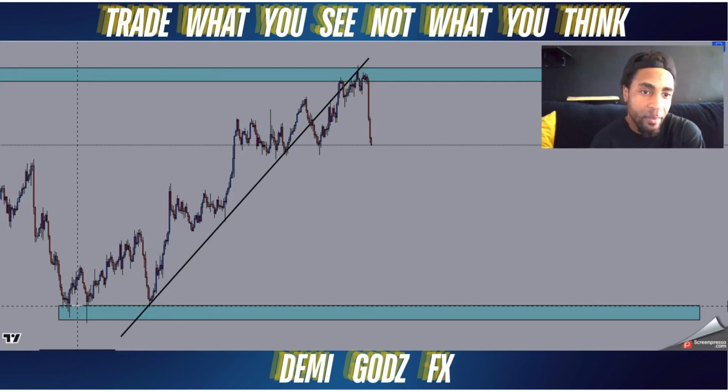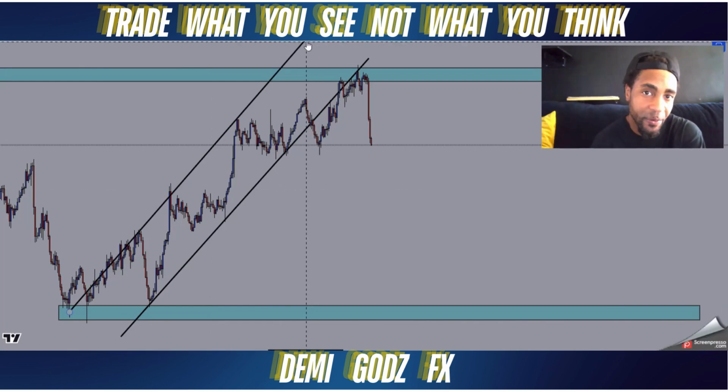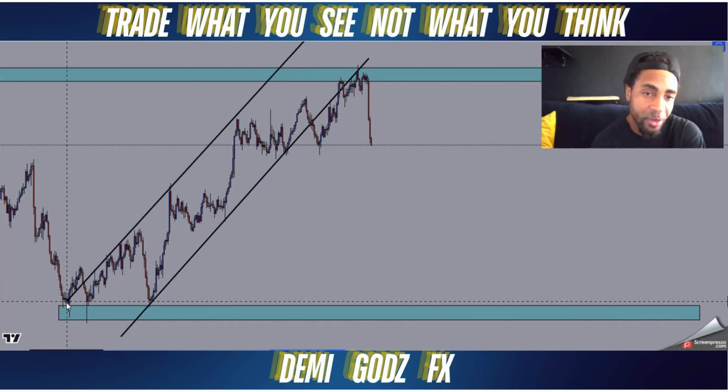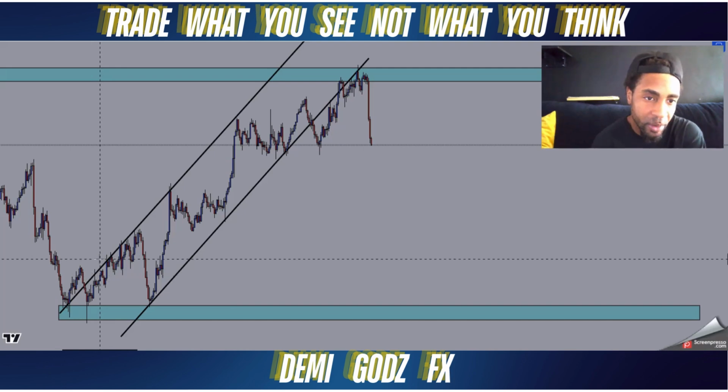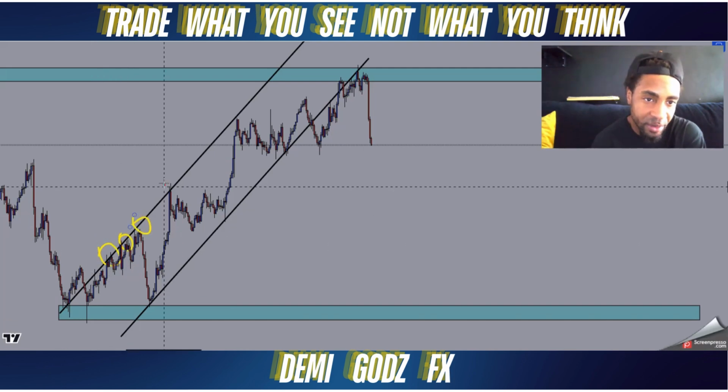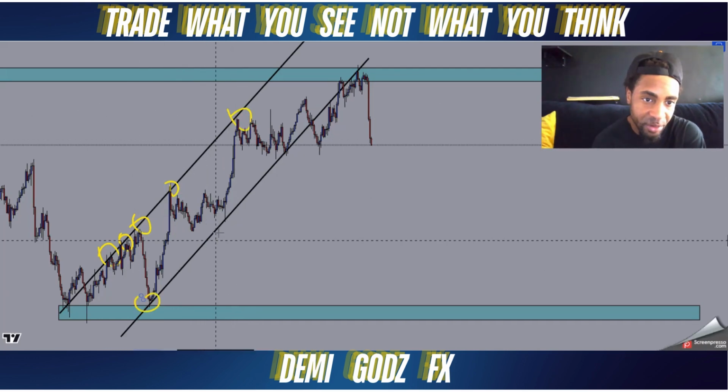Okay, so now this is the trend channel. We got these highs being tracked by this trend line. We got these lows being tracked by this trend line. Now we already have our upper level and we have our bottom level. Now we've got all the major stuff out of the way.